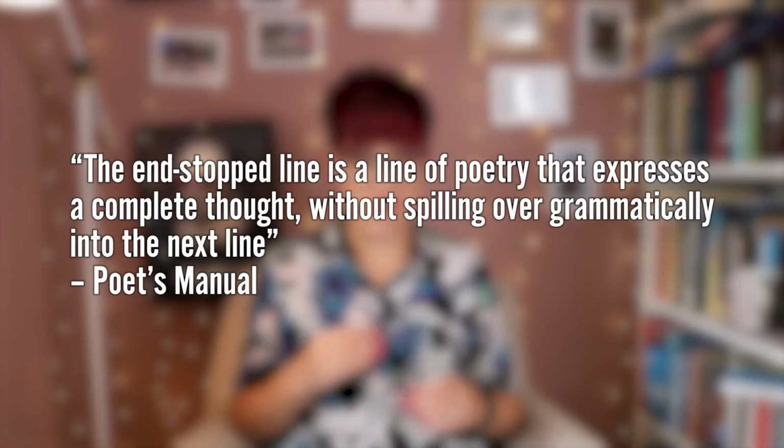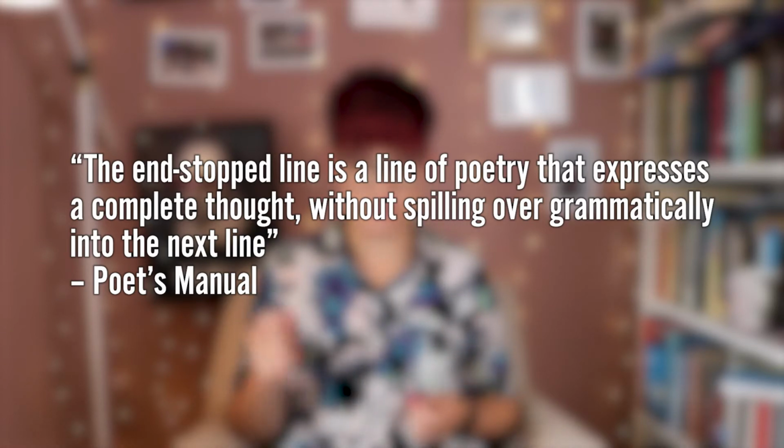So then I want to teach you the phrase an end-stopped line. The end-stopped line is a line of poetry that expresses a complete thought without spilling over grammatically onto the next line. Another way of thinking about it is maybe that it uses a bit of punctuation here, but basically the complete thought or whatever ends with the end of the line. It does not run on.